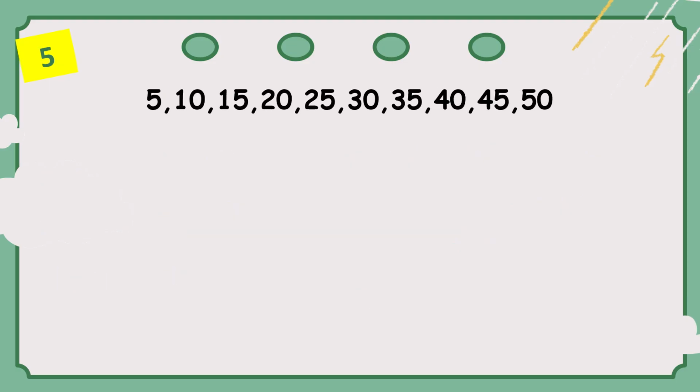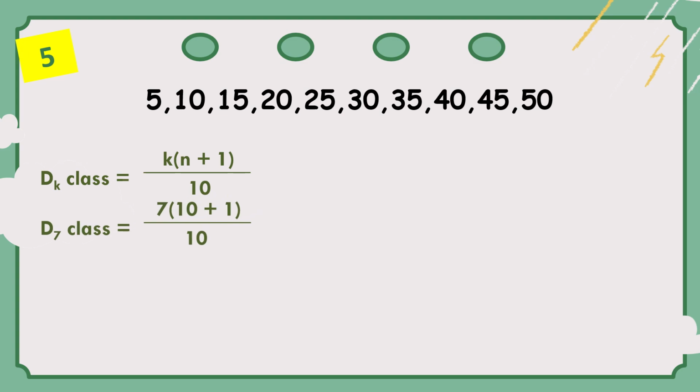How about number 5? 5, 10, 15, 20, 25, 30, 35, 40, 45, and then 50. Let us identify the decile k class if that is decile 7. So 7 times the value for the number is 10 plus 1 over 10. 10 plus 1 is 11 times 7 is 77 over 10, and 77 over 10 is 7.70. The 7.70 is in between 35 and 40.